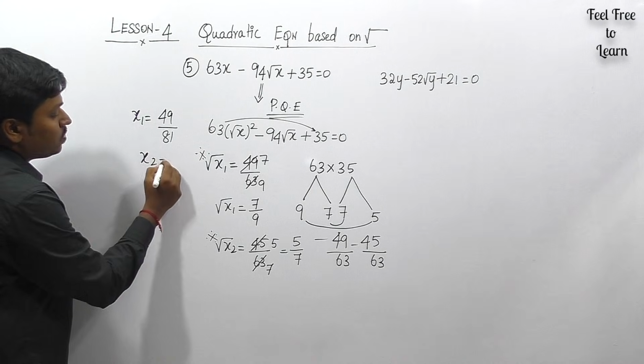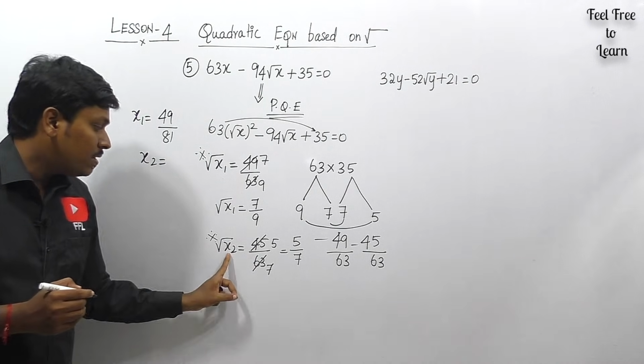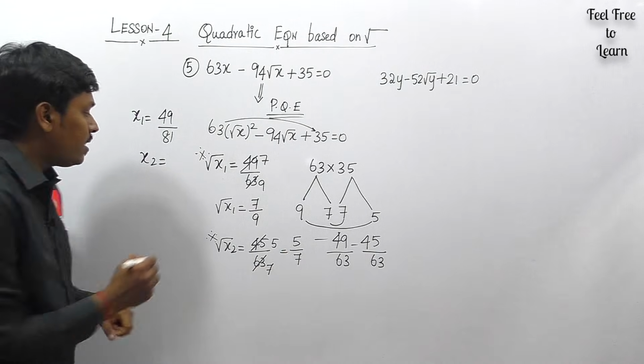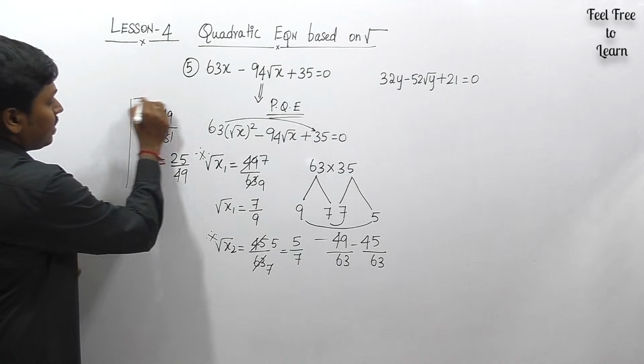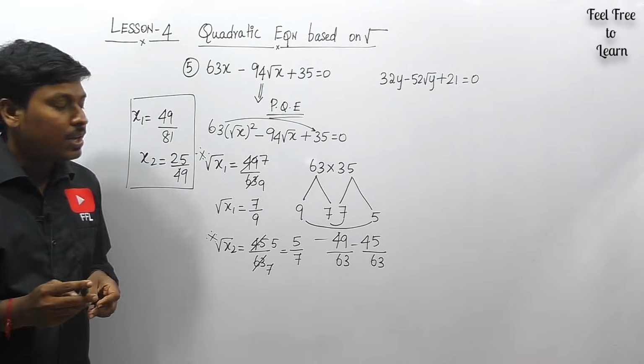So next is x2. So here root of x2 will be 5 by 7. So x2 will be 5 square by 7 square. 5 square will be 25, 7 square will be 49. So 25 divided by 49. So finally we got the factors of x term, that is 49 divided by 81 and 25 divided by 49.